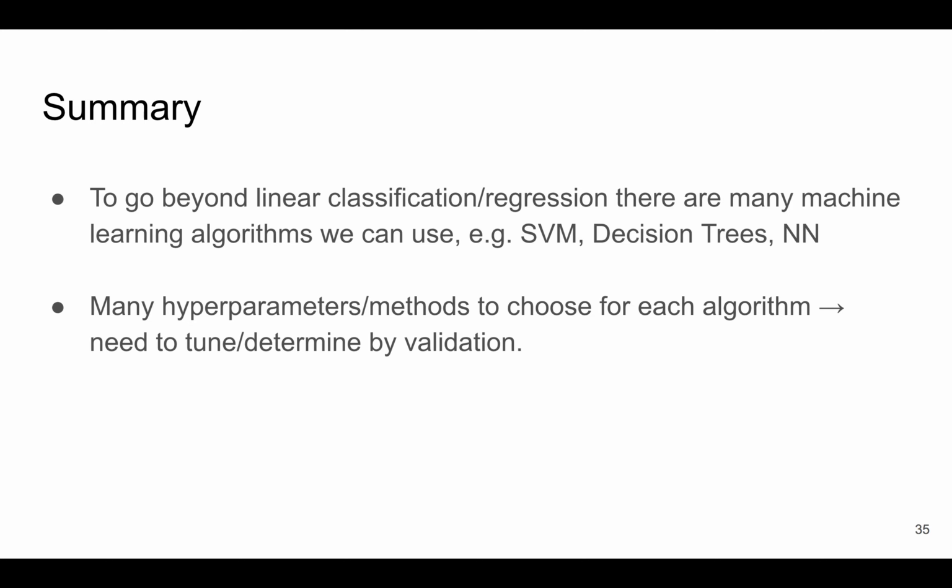To summarize, to go beyond linear classification or regression, there are many machine learning algorithms we can use, like support vector machines, decision trees, and neural networks. For each algorithm, we need to choose many hyperparameters or methods to use. We usually tune or determine these parameters by validation samples.